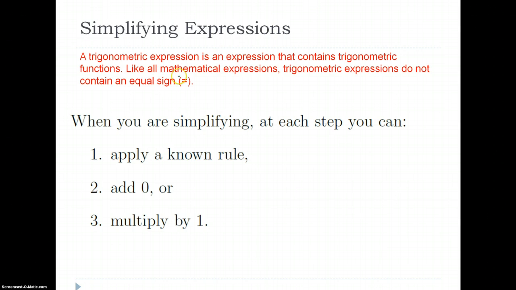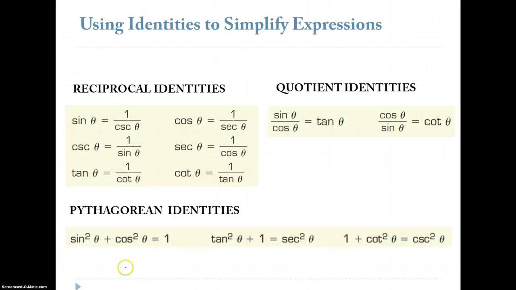We can apply a known rule. Generally these are like our trigonometric identities or our equivalencies, like sine equals 1 over cosecant. We can add 0, or we can multiply by 1. Generally, this comes in the form of multiplying by a over a, where I want to multiply by the same thing on the top and bottom.